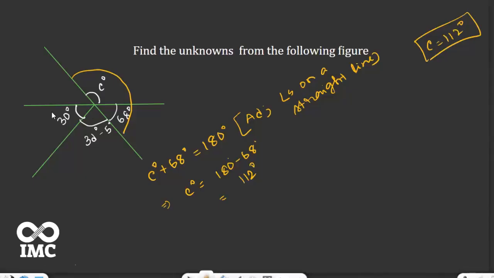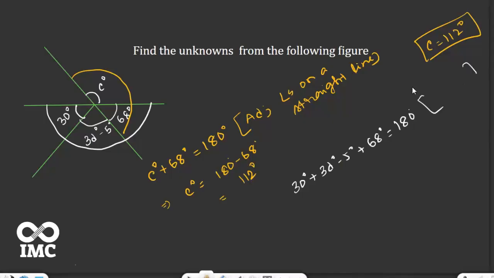Here we can use the same idea for this one. If we add these three angles, it will create 180 degrees. Why? Adjacent angles on a straight line. So if we add them, suppose 30 degrees plus 3D degrees minus 5 degrees plus 68 degrees will make 180 degrees. So what is the side note here? We can give the same side note: adjacent angles on a straight line.